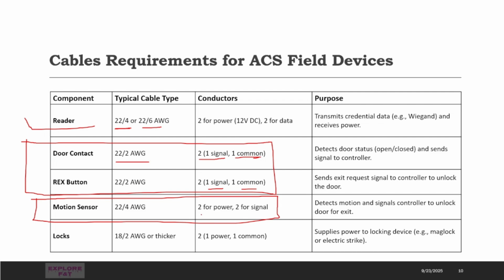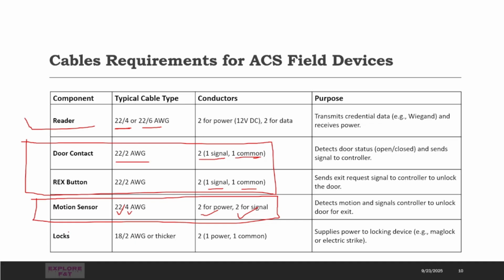So 2 for power and 2 for signal, means 2 core for power, 2 core for signal. So here we have to provide 22 by 4 cable. Now lock. Lock is a very important part for access control.